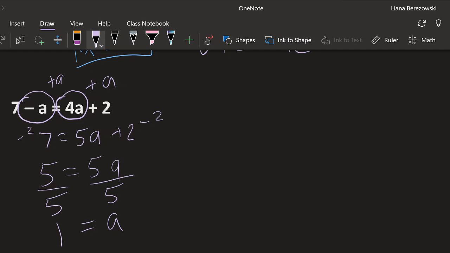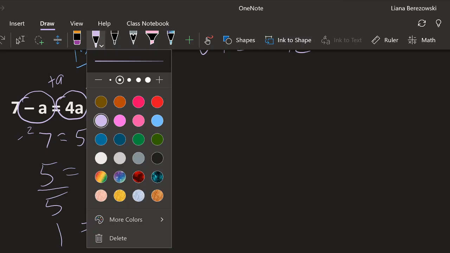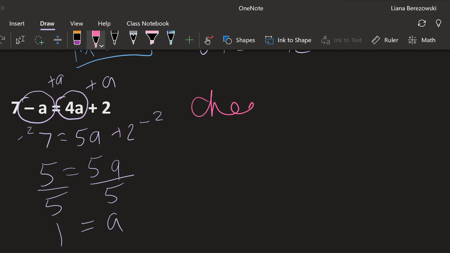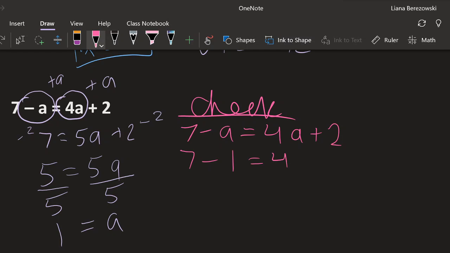So again, in this equation, our variable should be representing the number positive 1, but we're going to go through and check it just to make sure. Okay, so checking our answer, just rewriting our equation and then rewriting it with our number in place of the variable. So 7 minus a equals 4a plus 2. 7 minus 1 equals 4 times 1 plus 2.